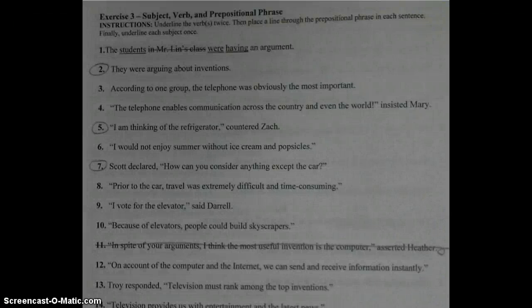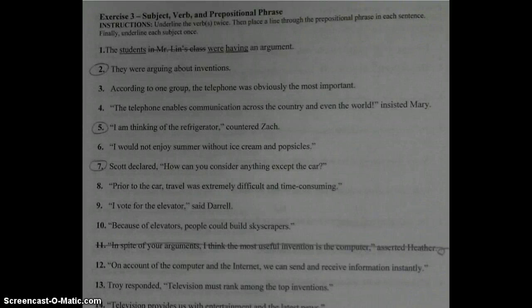Okay, this is video 4 for exercise 3, subjects and verbs, which we've already been practicing. This time we're adding in prepositional phrases. We will continue to double underline the verb, single underline the subject, but we're going to put a line through the prepositional phrase. This helps us recognize that a subject and verb will never be found in the prepositional phrase.